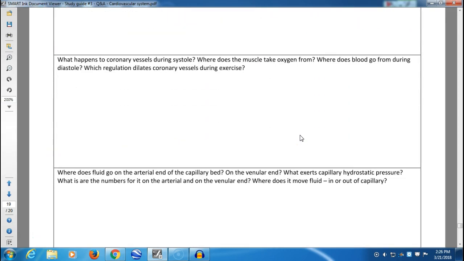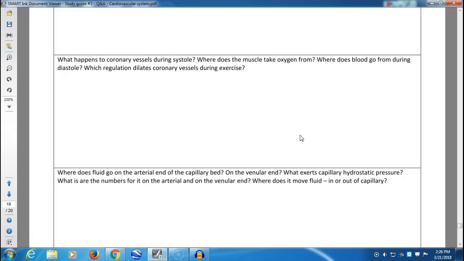Coronary vessels. When the heart is contracted, what happens to them? When the heart contracts, they squeeze. There's no blood flow to the heart during systole, really. So blood flow goes only when the heart is relaxed. Two regulations. Metabolic, right? The heart is pumping hard, and a lot of CO2 is produced. So if you're more active, the metabolic component will increase the blood flow to the heart.